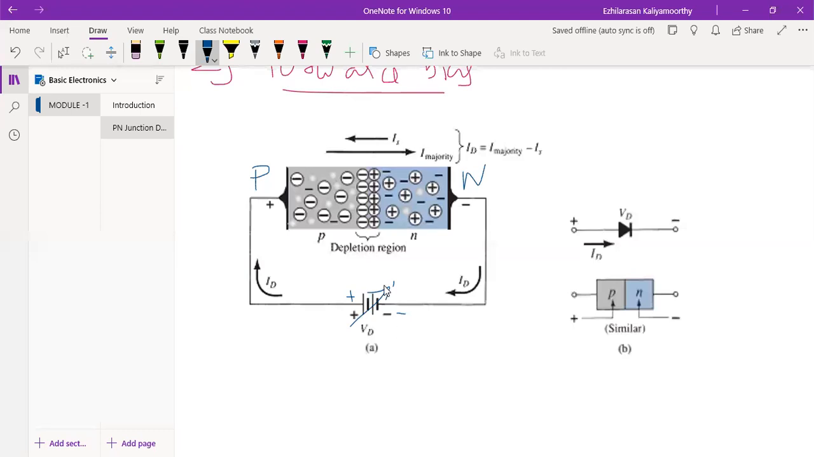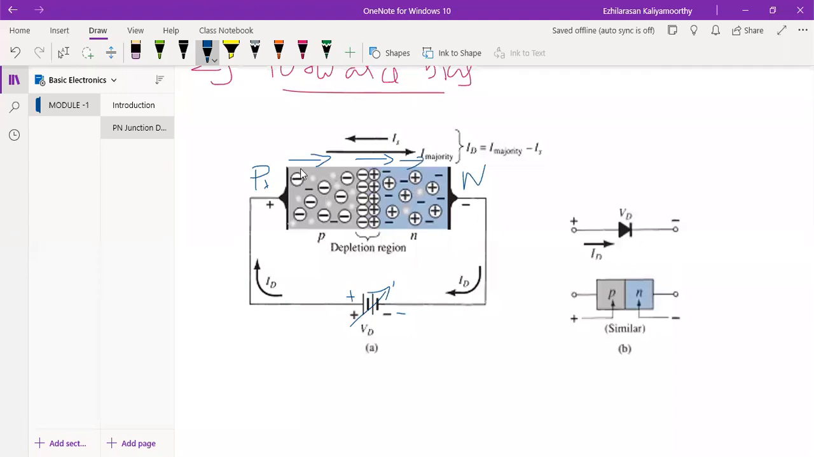Once you apply it, what will happen here? This is the P type, which is positive, where the majority carriers are holes, and here the majority carriers are electrons. So when you have it in this way, what will happen? It will start to move. The holes will start to move towards this side, and the majority carriers will move.